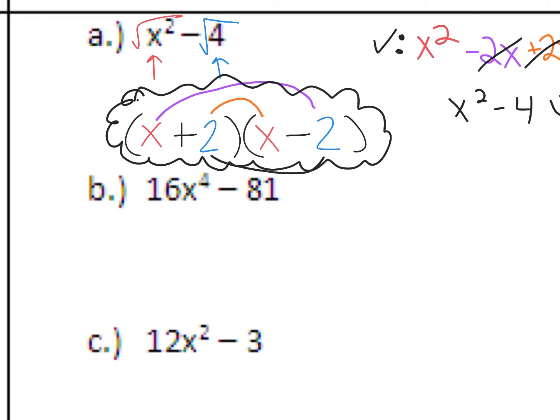Part B. Again, we're always looking for a greatest common factor, but 16 and 81 don't have any of those. 4, 2, 8, none of those numbers go into 81. So we just jump right into the fact that we know from our warm-up 16 and 81 are perfect squares. So we could just jump right into that square root method. So I'm going to square root the first part, square root the last part. Open up a couple sets of parentheses.